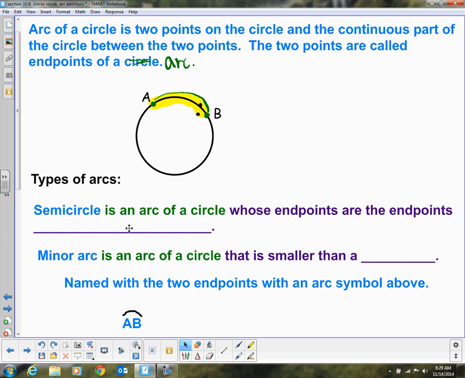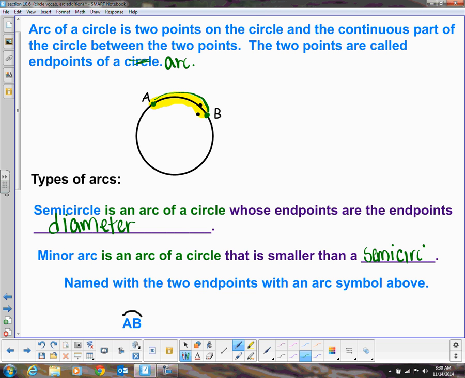Okay, types of arcs. There's three types of arcs. A semicircle is an arc of a circle whose endpoints are the endpoints of a diameter. And you all have recognized semicircles in the past. A minor arc is an arc of a circle that's smaller than a semicircle. So probably the most important piece is the type of arcs, if you have to take notes, which you should be.